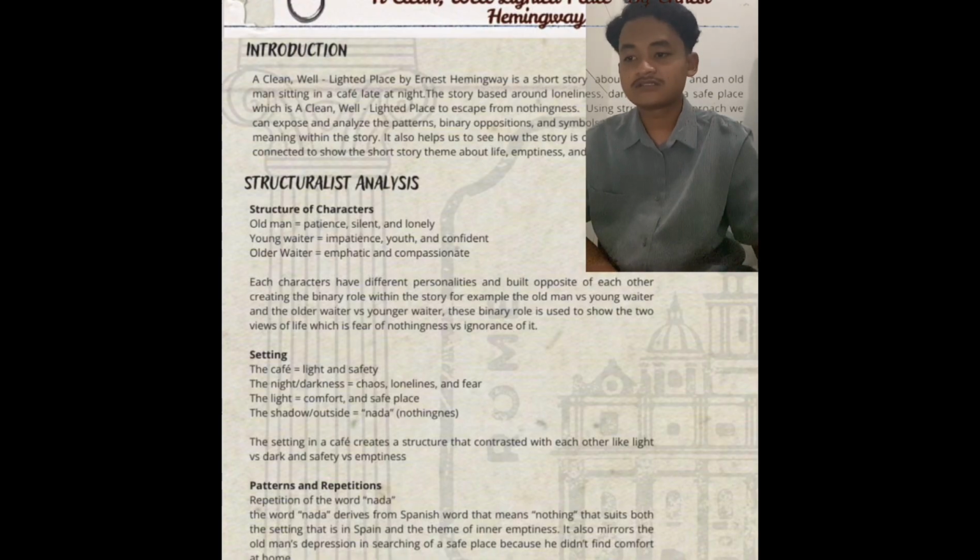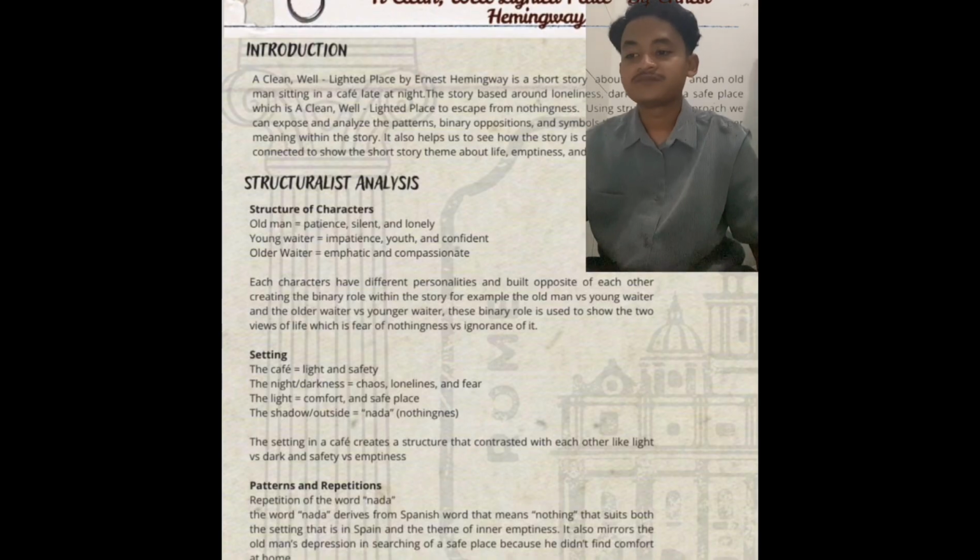The first one is the structure of characters. The old man is patient, silent, and lonely. The young waiter is impatient, youthful, and confident. The older waiter is empathetic and compassionate. Each character has a different personality and is built as the opposite of the others, creating binary roles within the story. For example, the old man versus the young waiter, and the older waiter versus the younger waiter. This binary role is used to show two views of life, which is fear of nothingness versus ignorance of it.